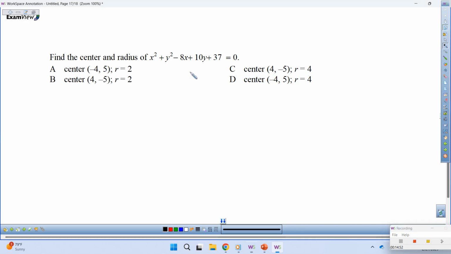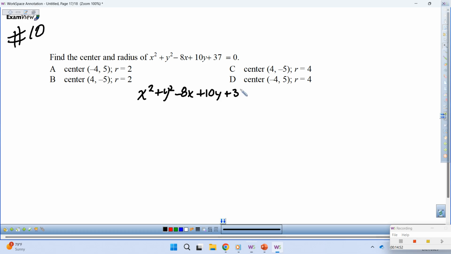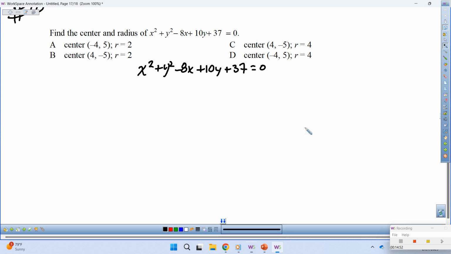All right, this is number 10. Write on your paper, find the center and radius of x² + y² - 8x + 10y + 37 = 0. I'm going to write it down here again just to make some space to do the work. So once again, what's the process? We're using completing the square, yeah? Is it in standard form? Yes. Divide by the leading coefficient. What's my leading coefficient? Invisible 1.